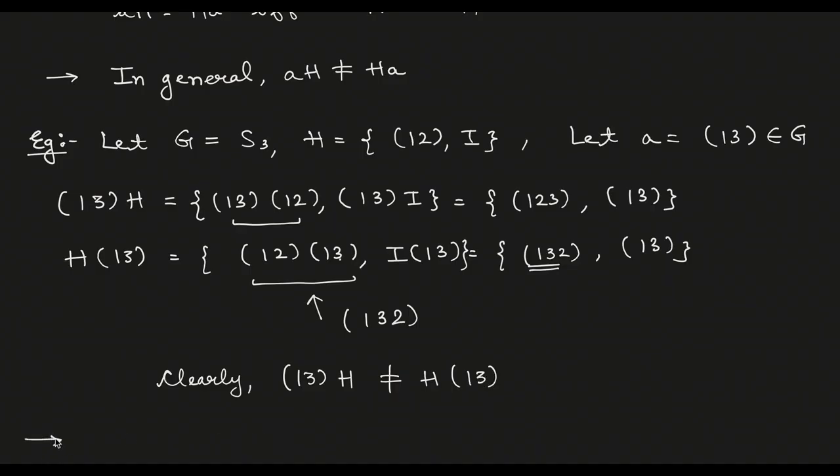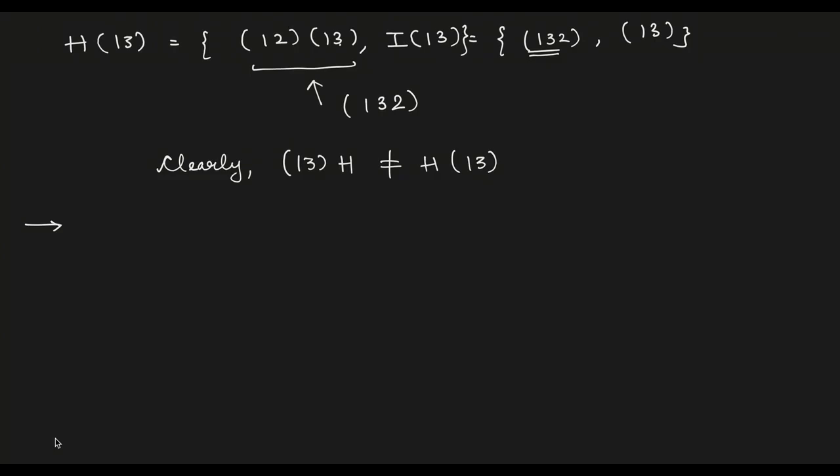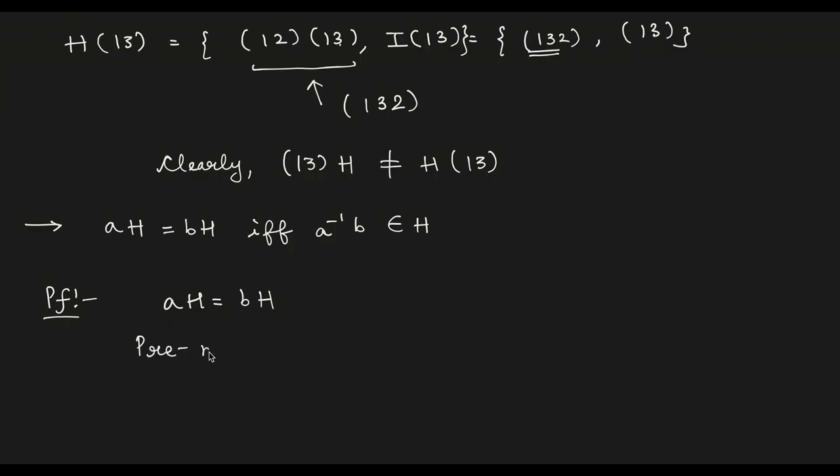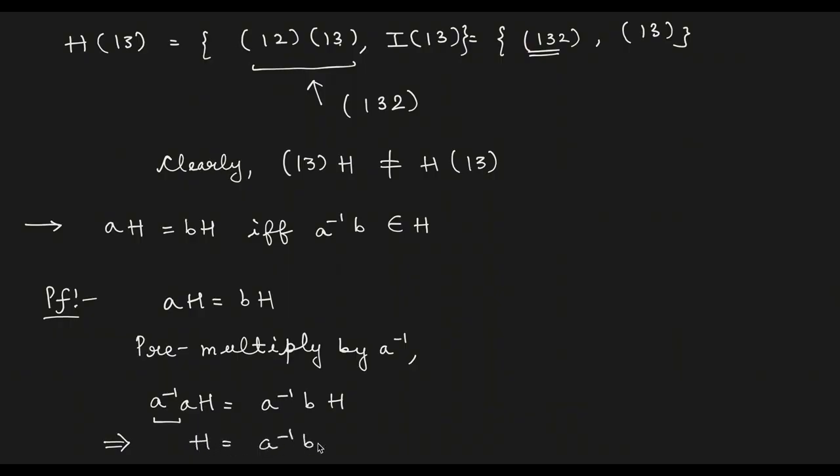Next, aH is equal to bH if and only if a inverse b belongs to H. A small proof for this: aH is equal to bH, so I can pre-multiply by a inverse. So a inverse aH is equal to a inverse bH. So this will become identity. So H is equal to a inverse bH.